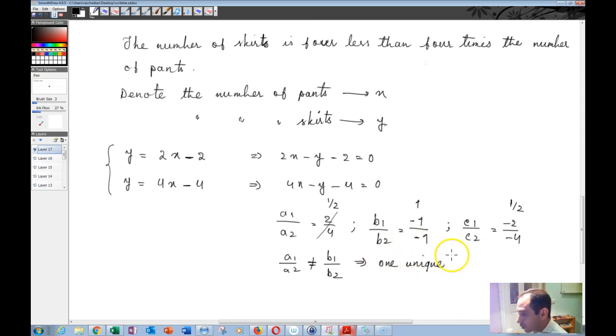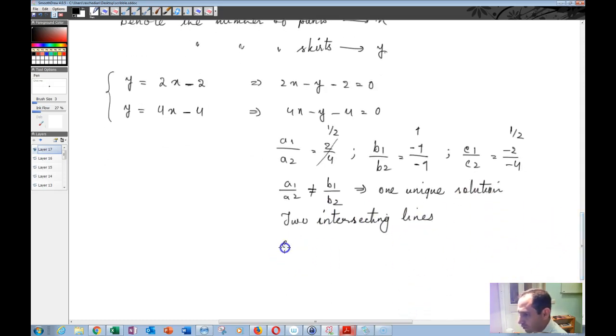You can expect to have one unique solution, meaning that you have two intersecting lines, and it's a consistent pair of linear equations, and that's basically the whole story.